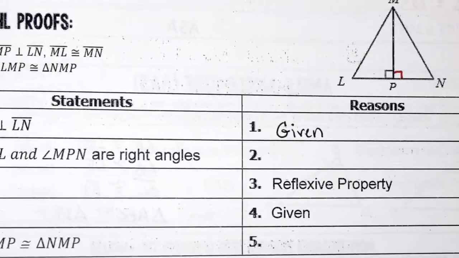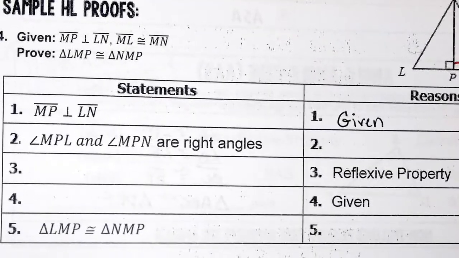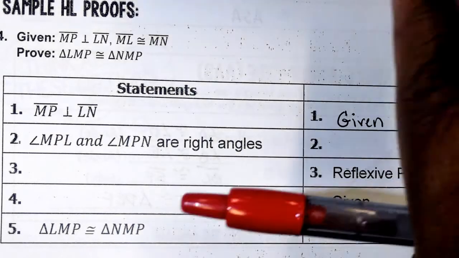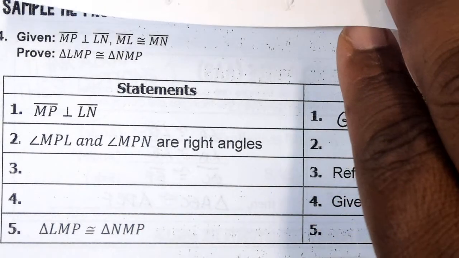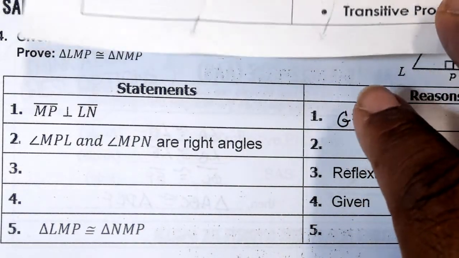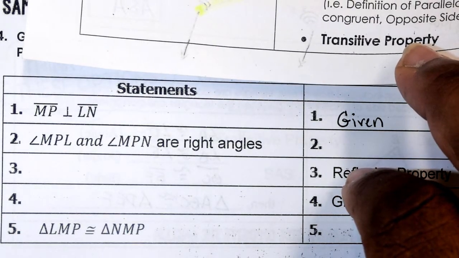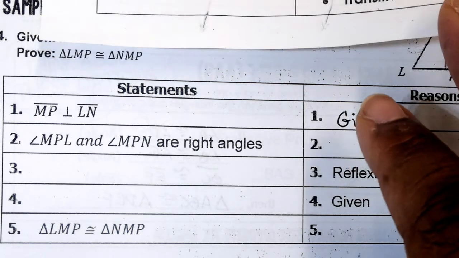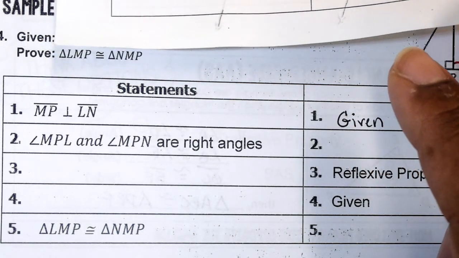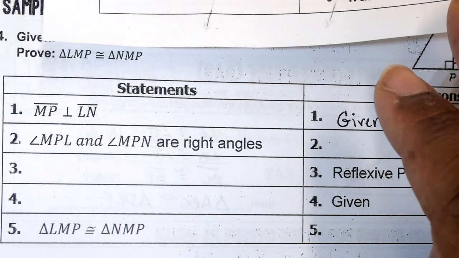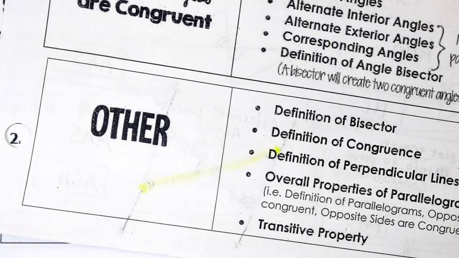And then they tell you that angle MPL and angle MPN are right angles. Rama, look at your reasons, angles are congruent. Tell me which reason you would give. Is it in there? Let's see if you can figure that one out.